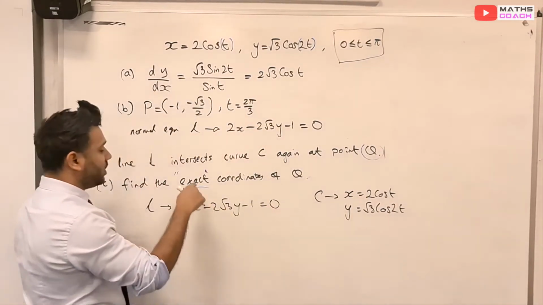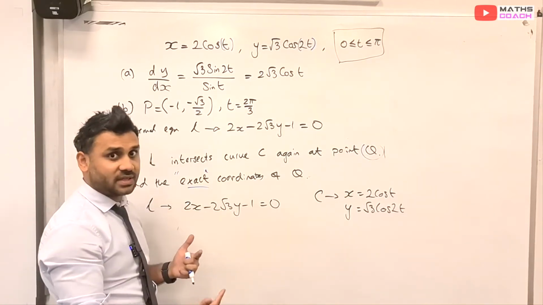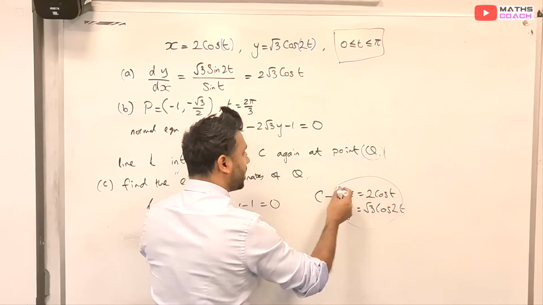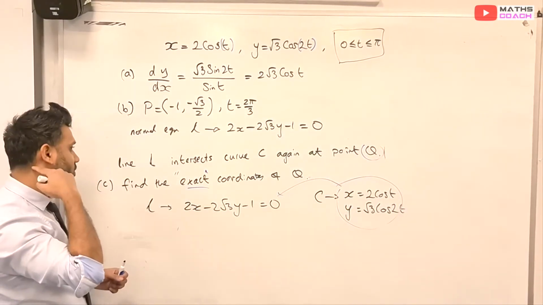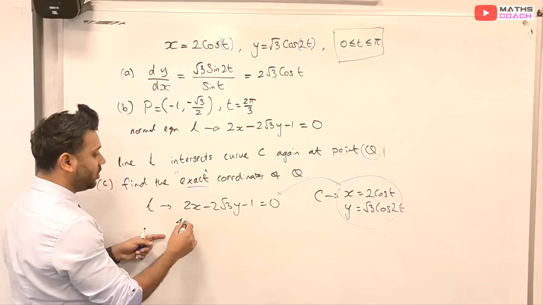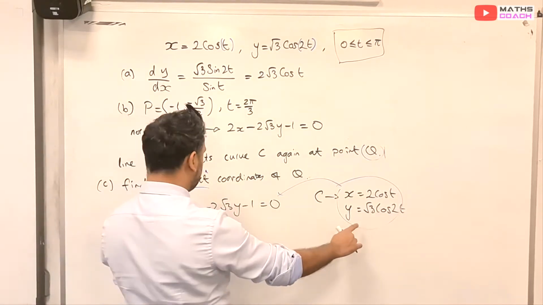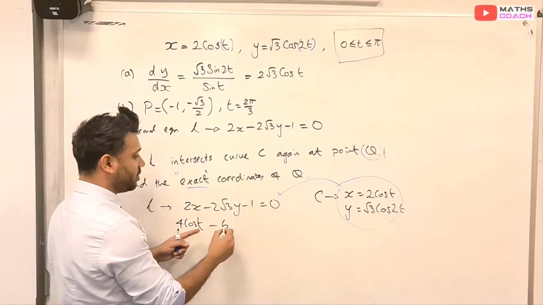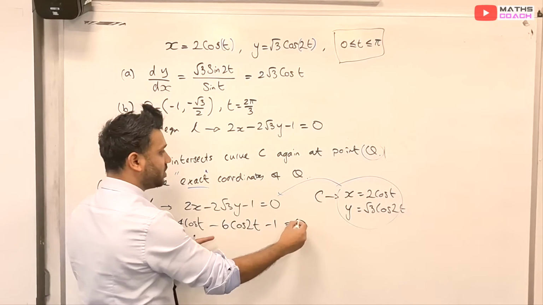Now, intersection means that both graphs meet. Both graphs meet means a simultaneous equation, or combining the two equations together. We can combine them together by simply substituting in for the x and y into this equation here. So 2 times x, so 2 times 2cos t gives you 4cos t, minus 2√3 times y. So 2√3 times √3 gives you 2 times 3, which is 6. So again, minus 6cos 2t minus 1 equals 0.